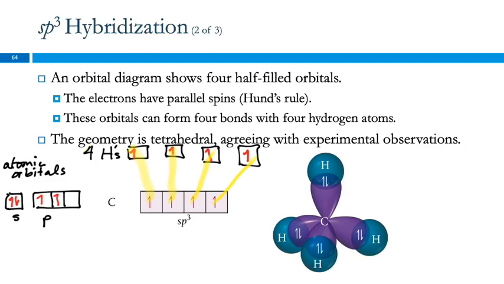No, we're not going to go into extremes. We're going to stay in the middle, just use general stuff. So now the geometry here is tetrahedral, 109.5 degree angles. That agrees with your experimental observations of what methane is. It's CH4, and it has 109.5 degree angles. And the hybrid orbitals make that work.